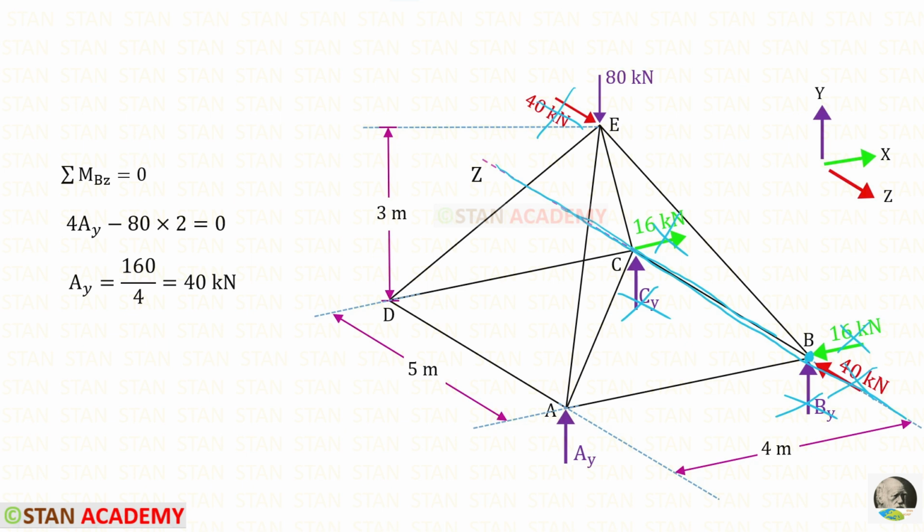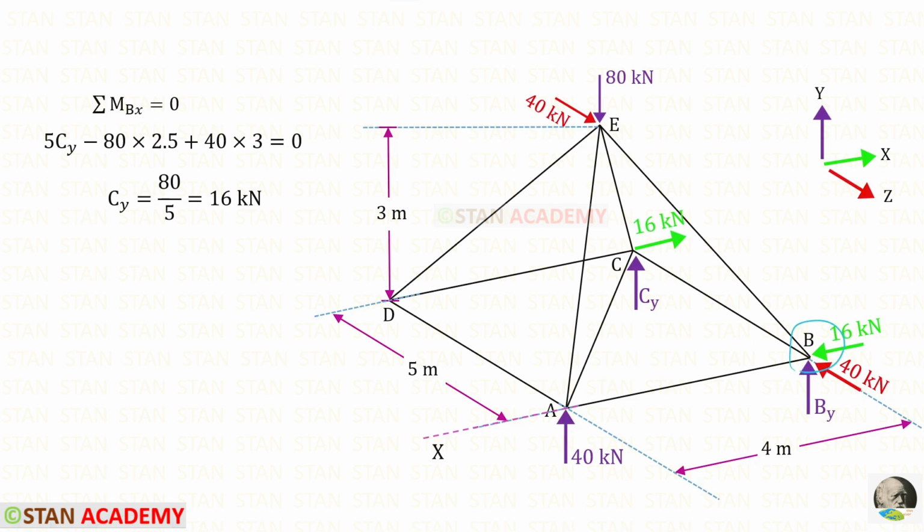Now there are only two remaining, AY and this 80 kilonewton. AY is acting in the clockwise direction, so it will be positive and the distance is 4. So 4 AY. About this line, this 80 kilonewton is acting in the anti-clockwise direction, so it will be negative. We know that this load is acting in the center, so from the center to this line the distance will be 4 by 2, so it will be 2 meter. For AY we will get 40 kilonewton.